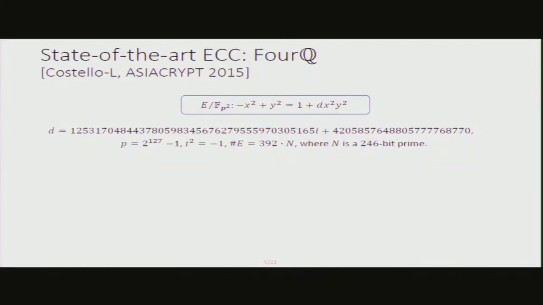The cardinality of the group of points on this curve is actually 392 times a very large number, in this case a 246-bit prime. And so you can see that there is a cofactor that is, let's say, relatively large, and we have to deal with it.